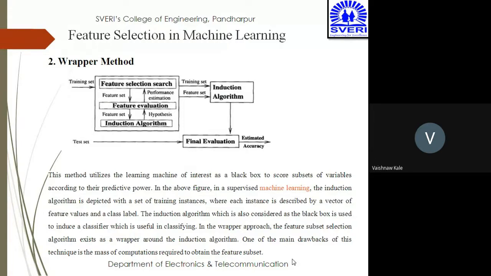Then the wrapper method. You can see that there is a training set and a test set. For the training set, you have feature selection search, feature evaluation, and the induction algorithm. There you keep on selecting feature subsets by first searching the features, then evaluating, then the induction algorithm is applied, then a hypothesis is made through the induction algorithm, and then the performance is estimated. Then the training set and feature set are given to the induction algorithm, which may be a classifier or regressor, and then to the final evaluation, where the test set is tested with the algorithm to estimate the accuracy. This is how the wrapper method works.